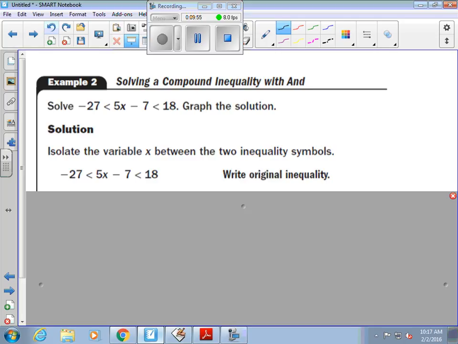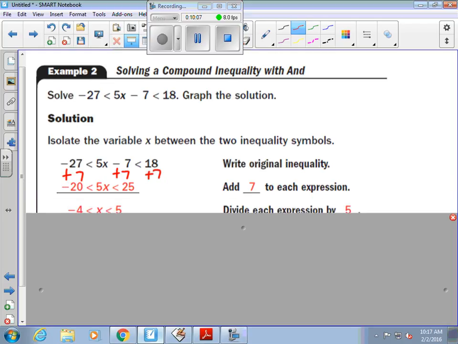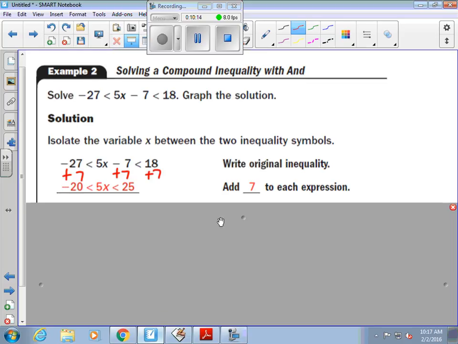So the first thing we do is undo -7. We have -7 here, we add 7 to undo it. So if you add 7 there, you have to add 7 to the right and add 7 to the left. When you do that, -27 plus 7 is -20. 5x is left alone, and 18 plus 7 is 25.